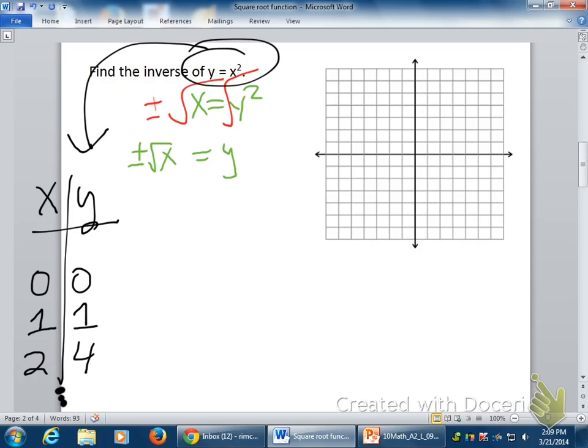Now, if this is the inverse of this, well, wait a second. First, we should graph this. Let's graph that first. All right, so 0, 0, 1, 1, 2, 4. And then we used our line of symmetry, and we ended up with a nice, pretty parabola, right? You remember we did this? It's been a month or so. Hopefully your parabola is prettier than mine. Mine's pretty ugly.